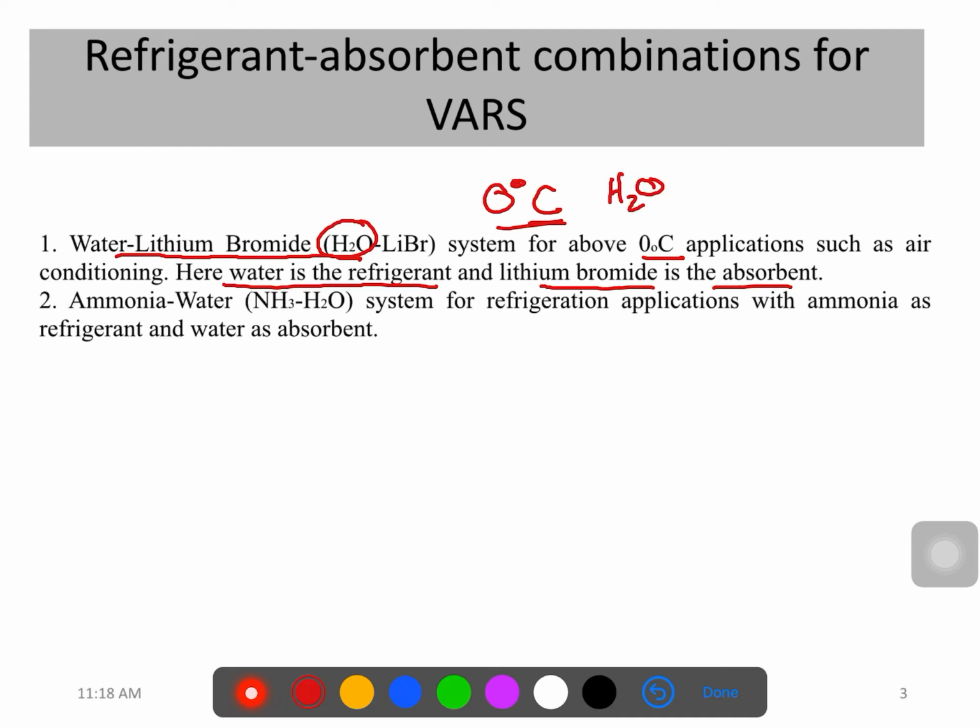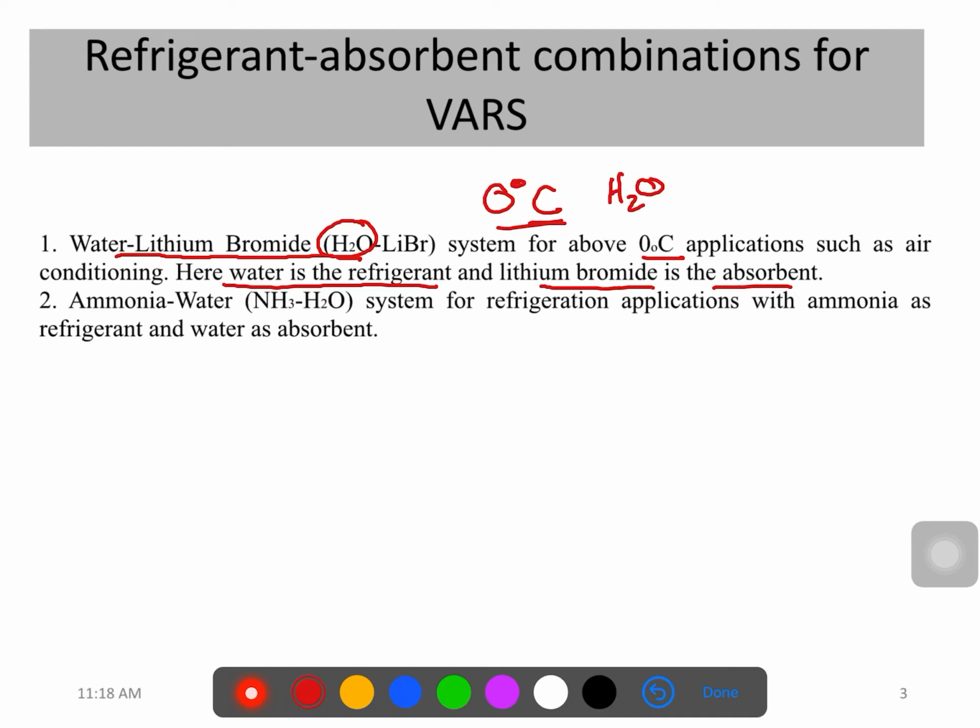The good thing about the water lithium bromide system is that it is widely acceptable, and moreover it uses a cheap refrigerant, and it is used when the capacity is very large. That's why this water lithium bromide system is used.